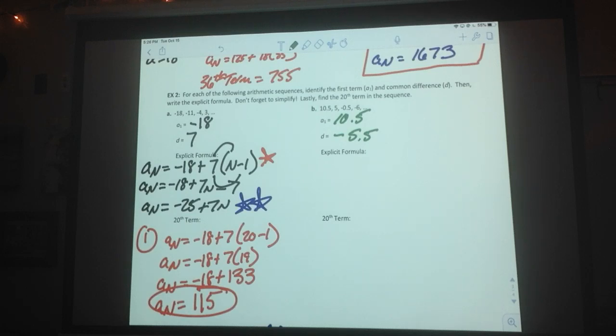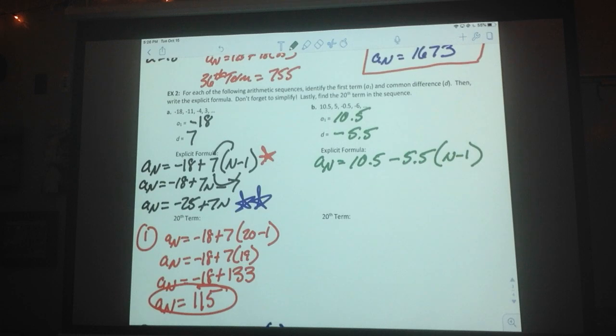So now write the explicit formula for it. A of n equals first term 10.5 minus 5.5. Now if you said plus a negative 5.5, it is the same thing. Times n minus 1. It does want you to simplify it, so I will do that. A of n equals 10.5. Now I'm going to distribute the negative 5.5 with n and the negative 5.5 with 1. And that's a negative 1, by the way.